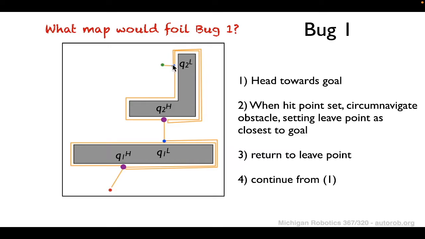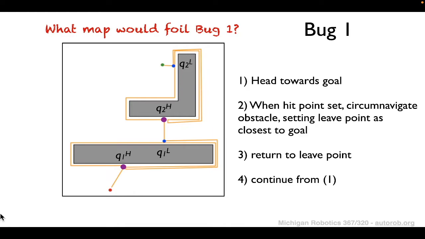So in this case, it's going to leave a leave point here, continue circumnavigating until it reaches back to its hit point, and then once again reach line number 3 in the pseudocode, so it's going to return to the leave point that it's set, and then finally head towards the goal and arrive at the goal.